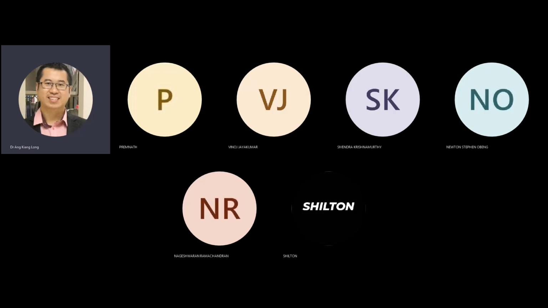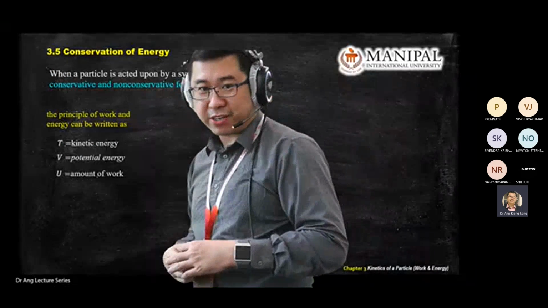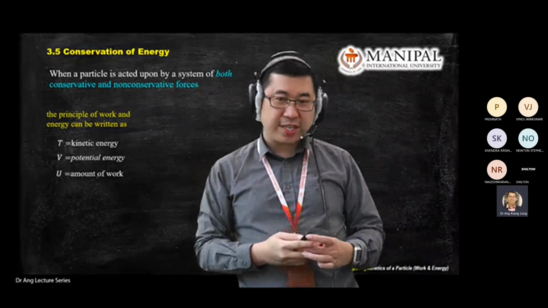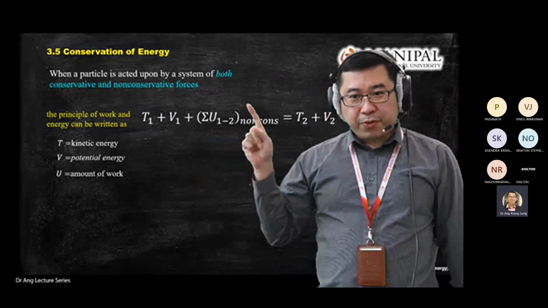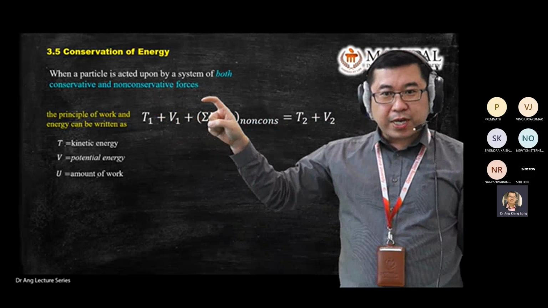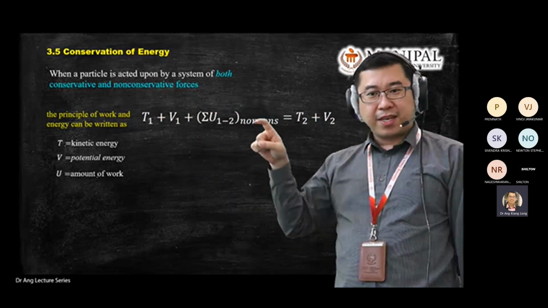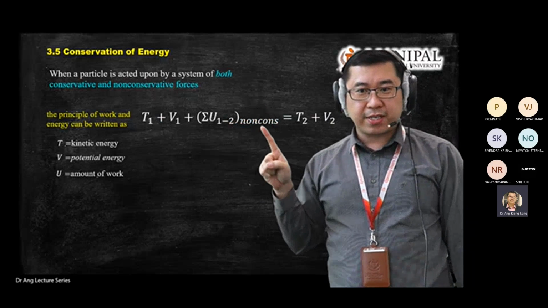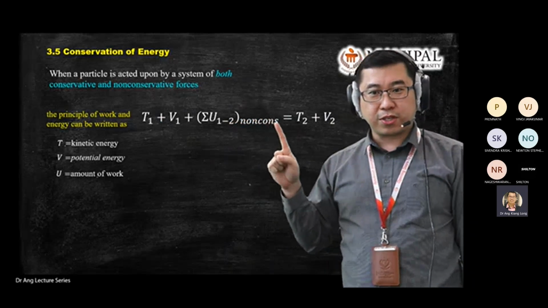Recap from yesterday's class. We talked about energy. So energy, you have kinetic energy and potential energy, and we come up with this equation: T1 kinetic energy plus V1 the potential energy, and the work done. And this one is for the work done by non-conservative forces.